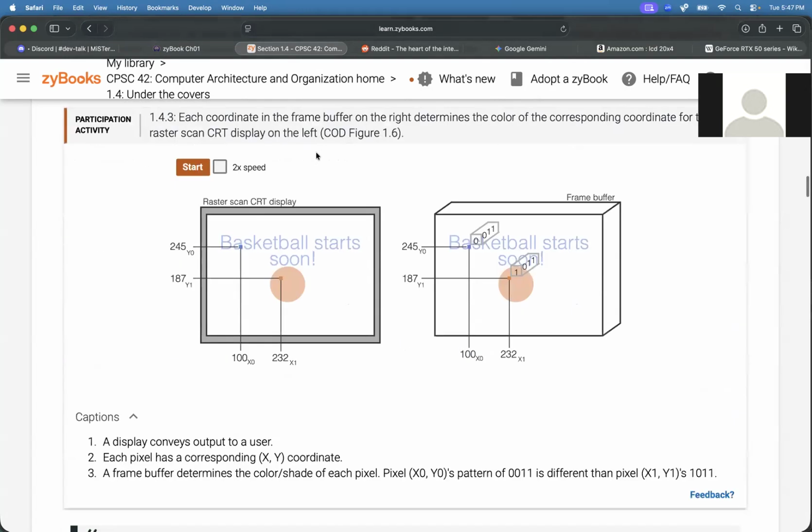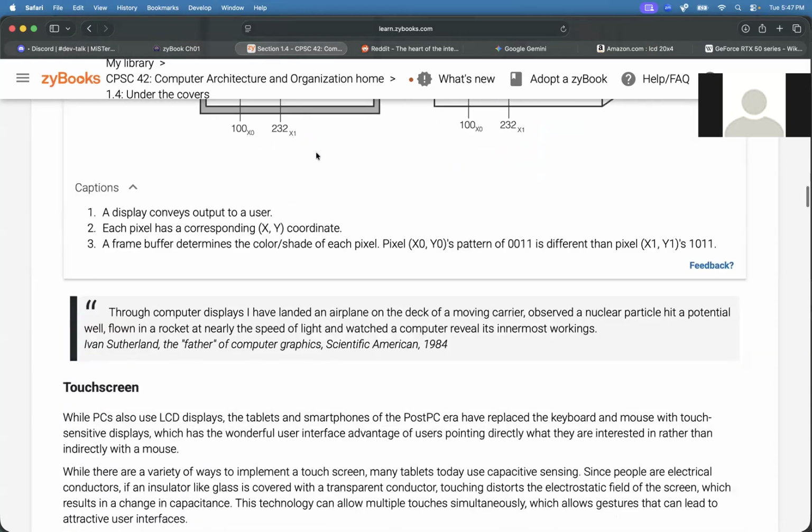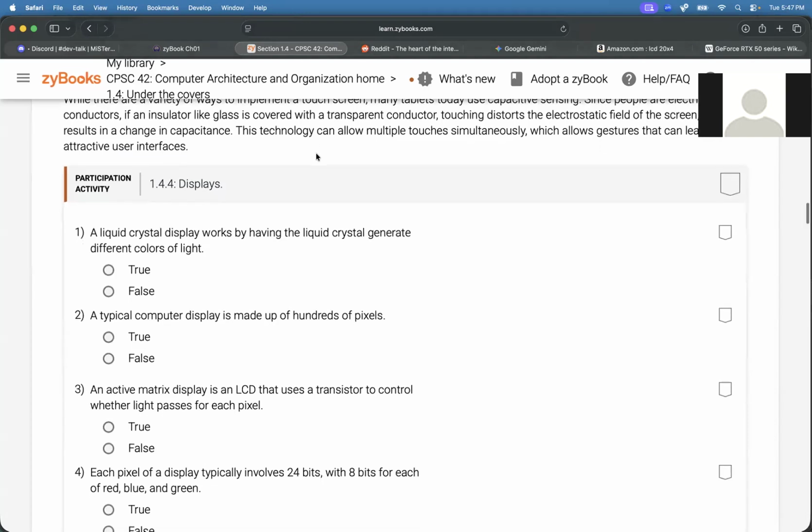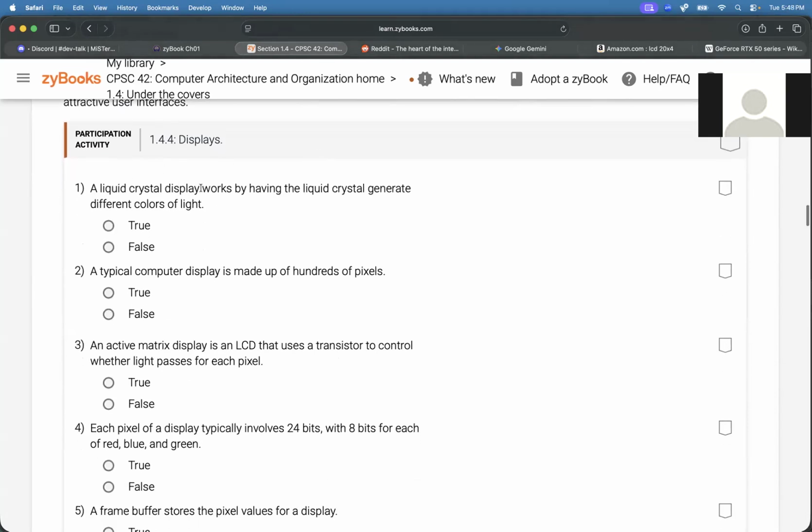They're talking about displays here. I'm going to skip it. Touch screens, whatever. A liquid crystal display works by having the liquid crystal generate different colors of light. No, you can read up there, but liquid crystals are going to block light, and then you have to shine light through them to get light.